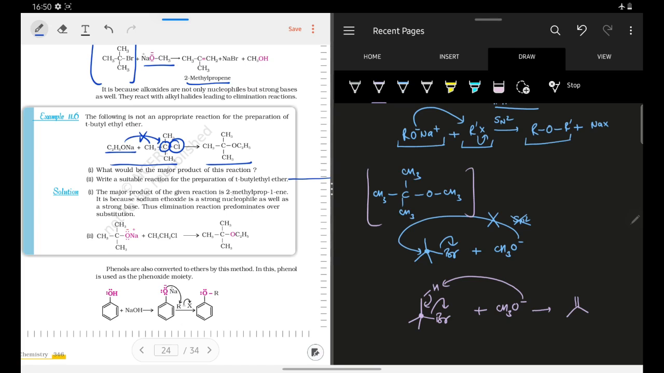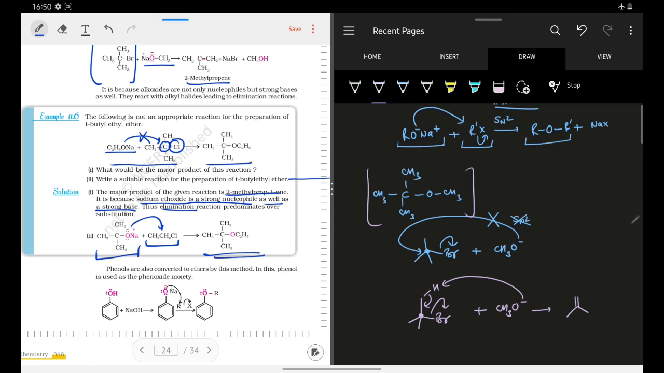The major product of the given reaction is 2-methylpropene, and here sodium ethoxide acts as a strong nucleophile as well as a strong base. If it acts as a strong base, definitely the elimination product will predominate. Now the next question says, write the suitable reaction for the preparation. What will be the suitable reaction? You will form the alkoxide of the larger alkyl group, and then make it attack the smaller alkyl halide. Once it attacks the smaller alkyl halide, your desired product would be formed.